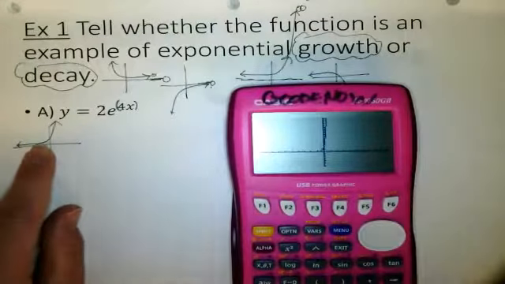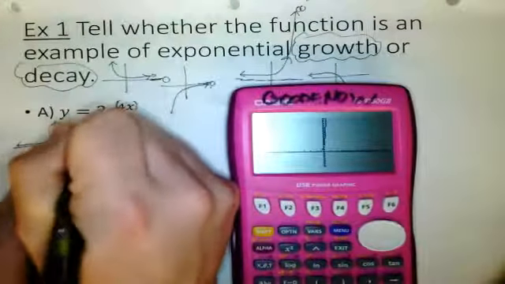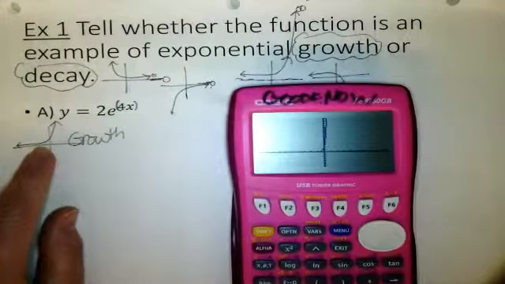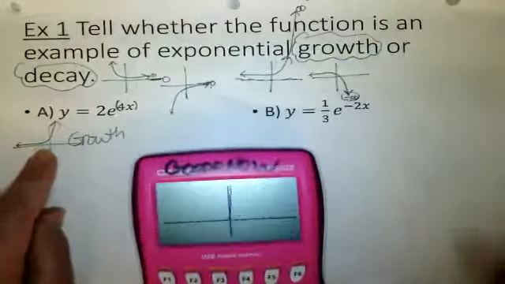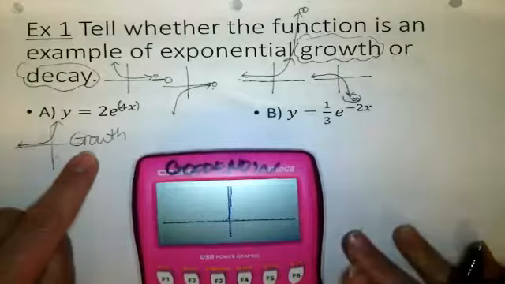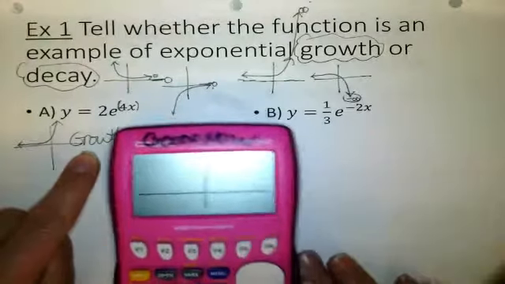Is that growth or decay? Growth. That would be exponential growth. So we're just going to write growth. When in doubt, graph it out. That's what those calculators are for. Over here, what do you think this one's going to be? Decay. All right. Let's look.